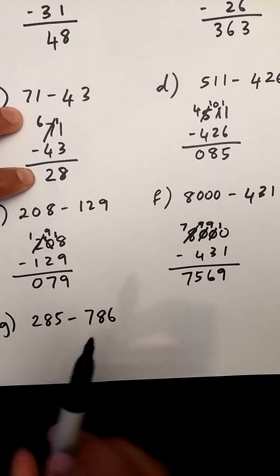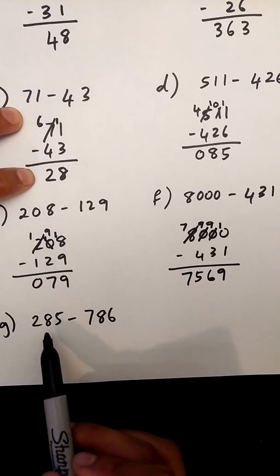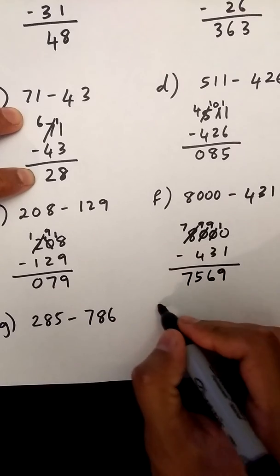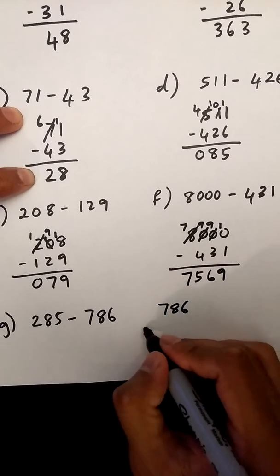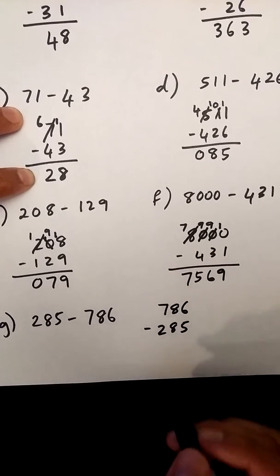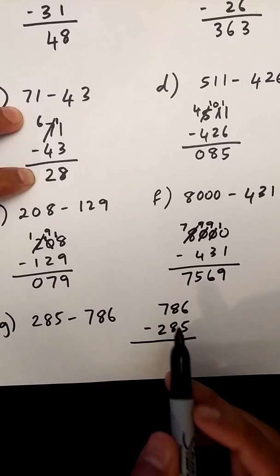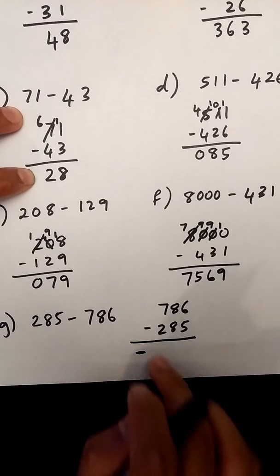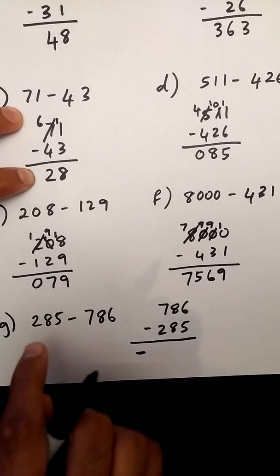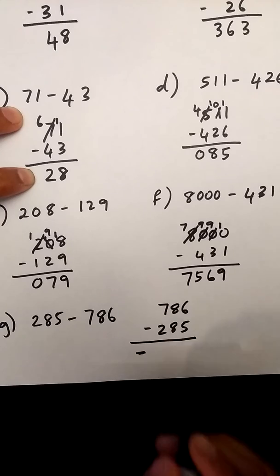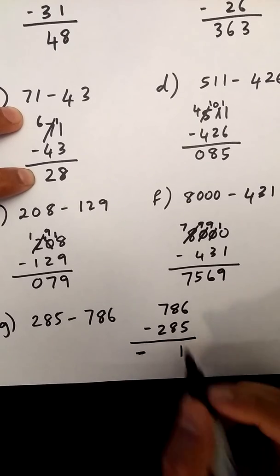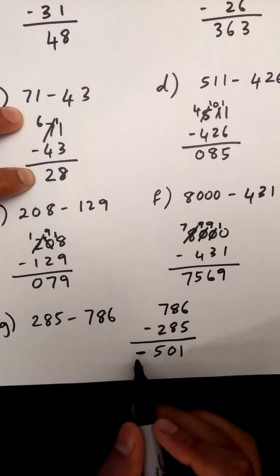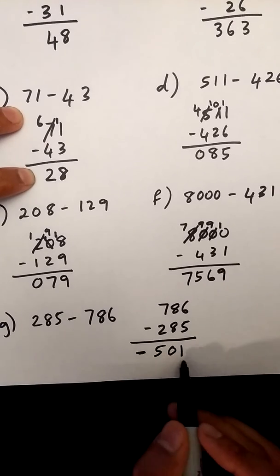Okay, in the last example, what we notice is we have a smaller number subtracted by a larger number. So if this ever happens, you can always put the larger number first and subtract the smaller number. But before you start the subtraction, make sure you put a negative sign, because the solution will now be a negative if you're doing a small number minus a larger number. And 6 minus 5 is 1. 8 minus 8 is 0. 7 minus 2 is 5. So solution is negative 501.